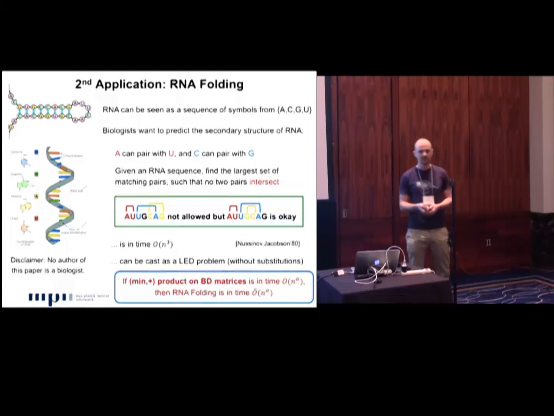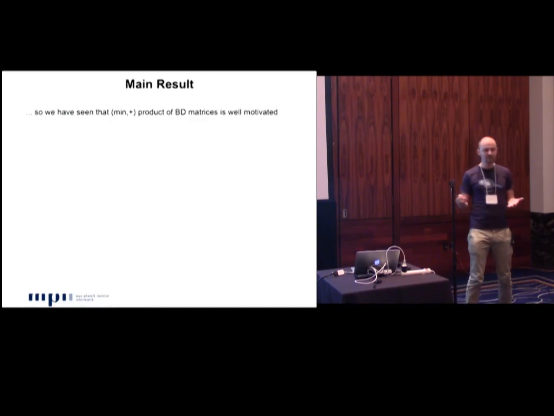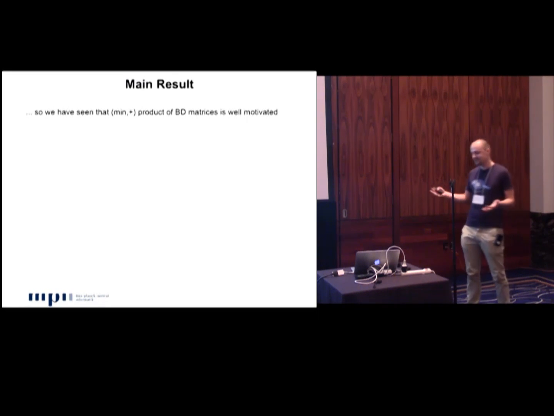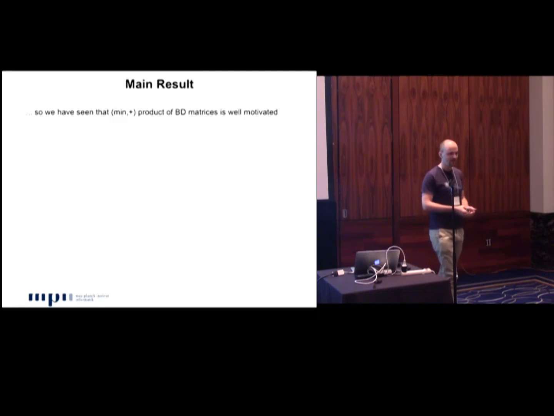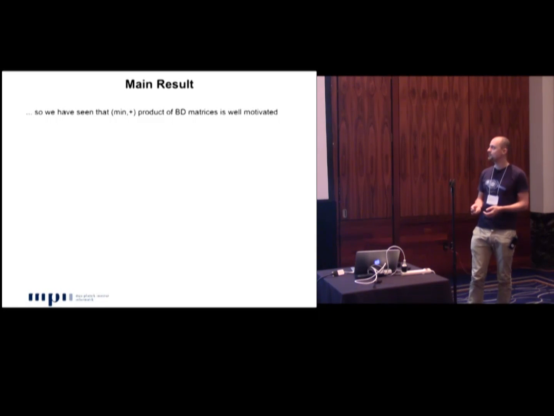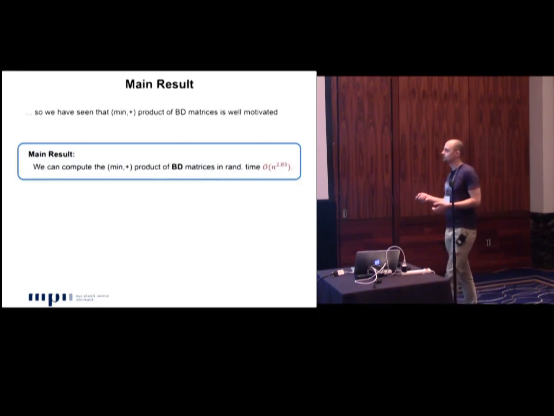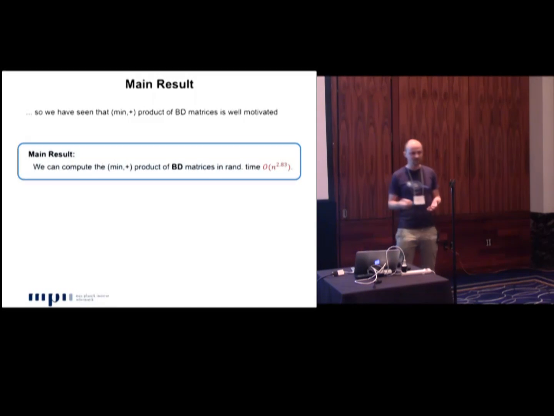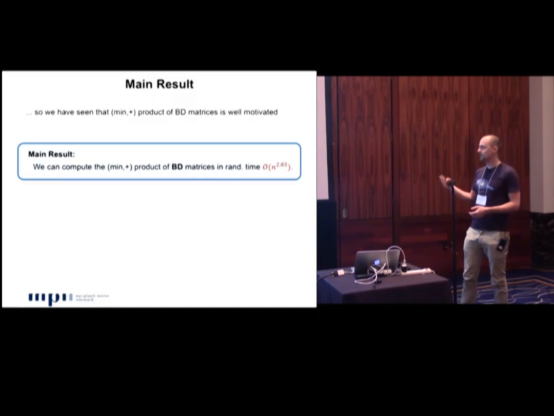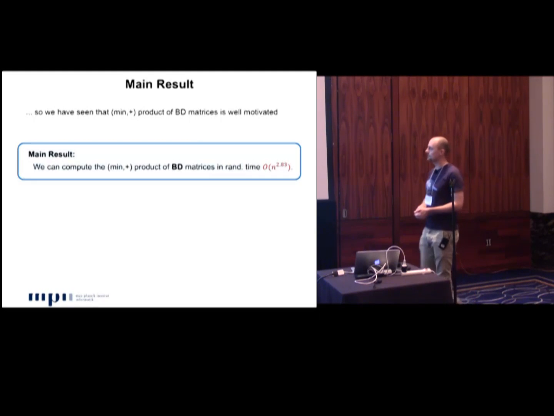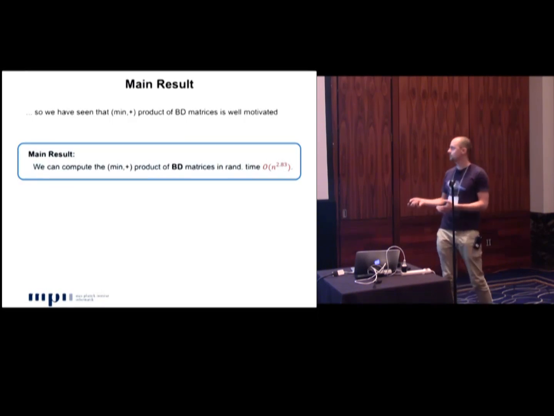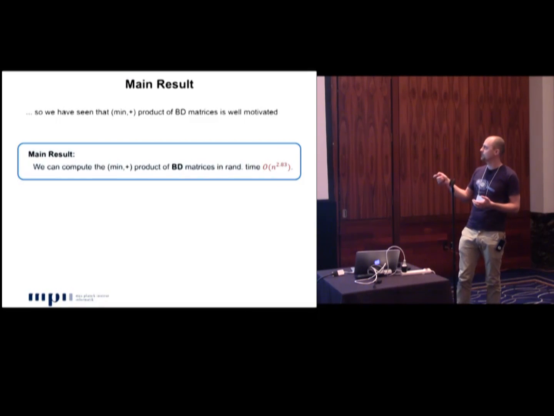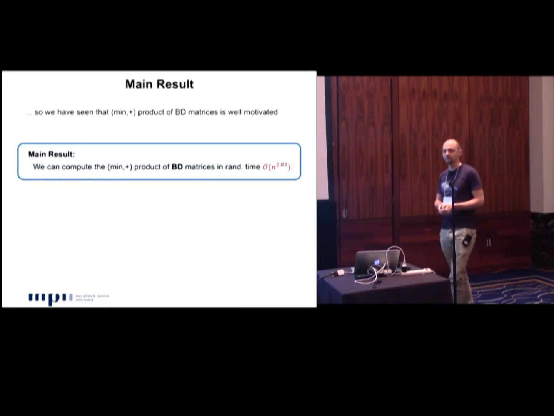Okay. So there is a huge interest in this special case of min plus matrix multiplication. It's very well motivated. So our main result is well motivated, I guess. We can actually give a truly subcubic algorithm for the min plus product on bounded difference matrices, namely, for example, a randomized algorithm in time n to the 2.83.